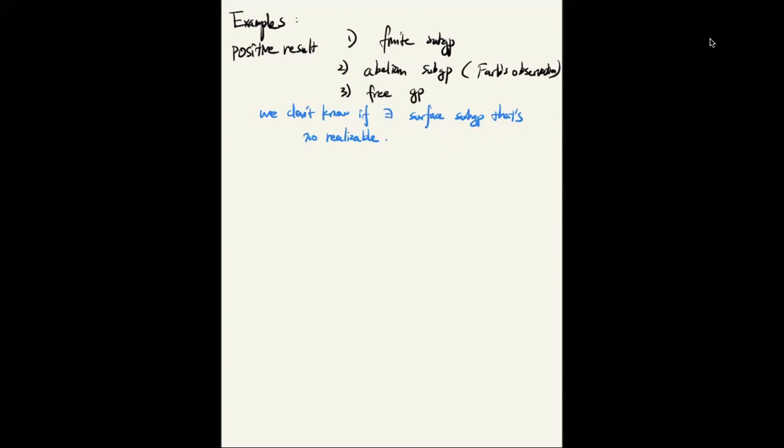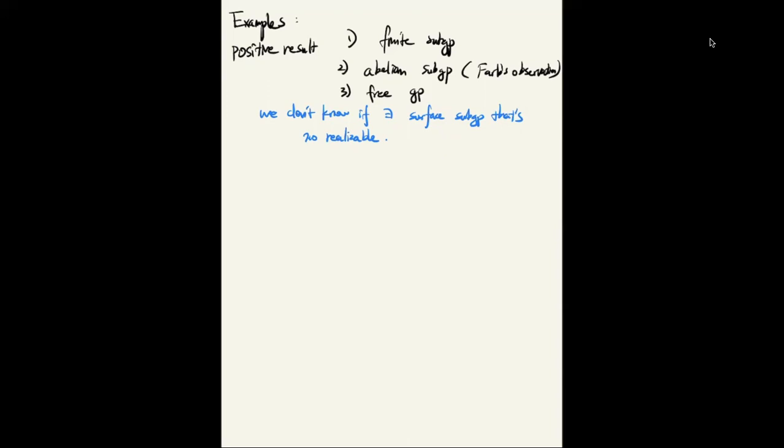We have some candidates that we don't know how to prove. And there are some partial results towards the proof where you ask that you have certain symmetry, then you can prove you don't have a flat structure. But this problem is open. So we don't know whether there exists a surface subgroup that does not have any realization.